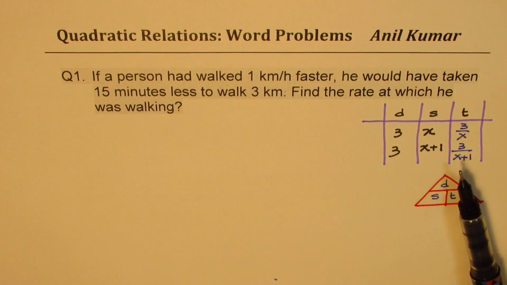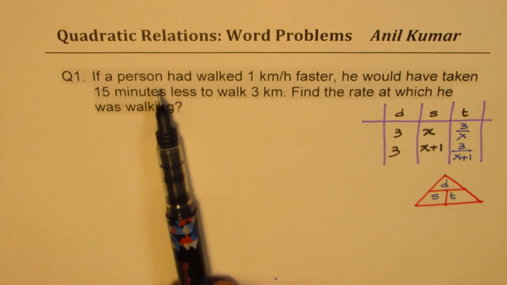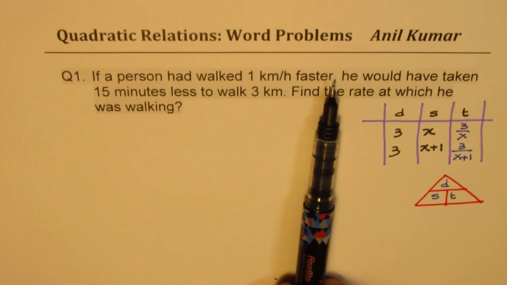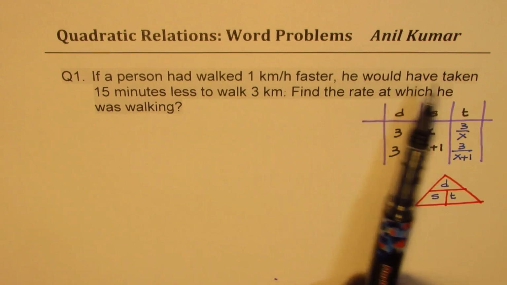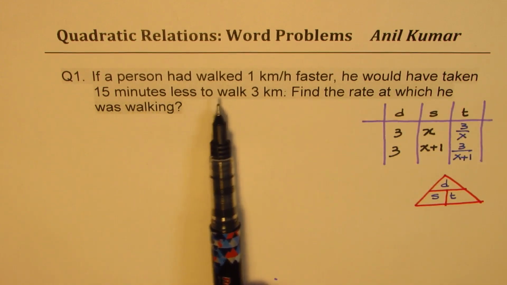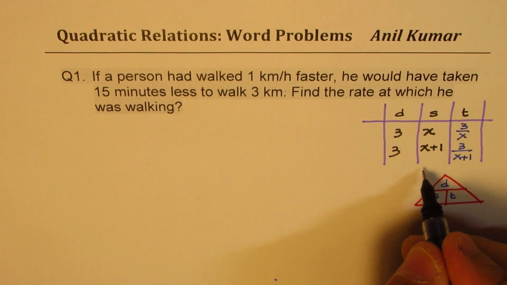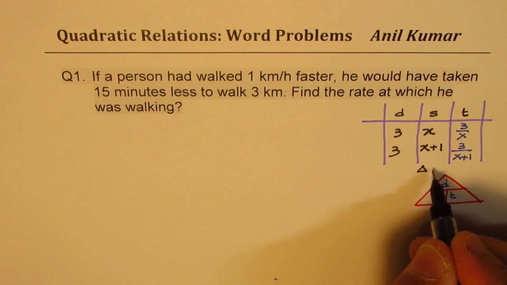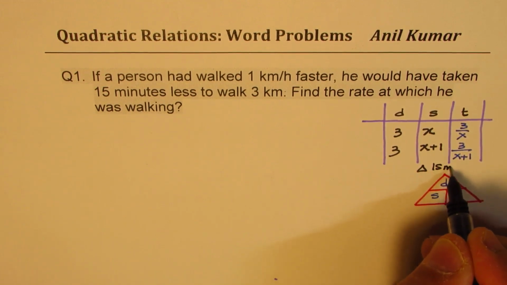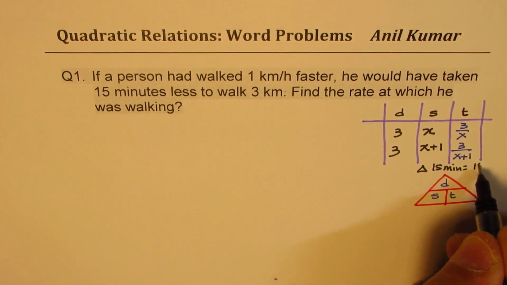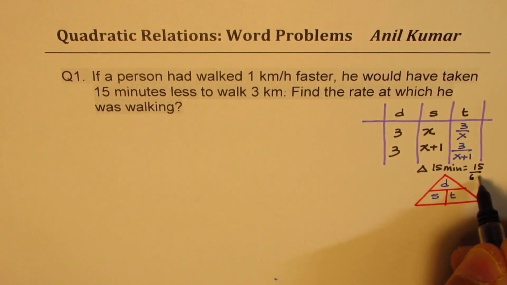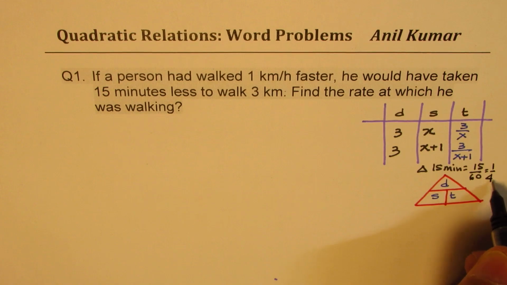So now let's form an equation. It says if a person had walked 1 kilometer per hour faster, right, he would have taken 15 minutes less. Now the difference in time is how much? The difference in time is 15 minutes, which in hours is 15 over 60, or 1/4 of an hour.